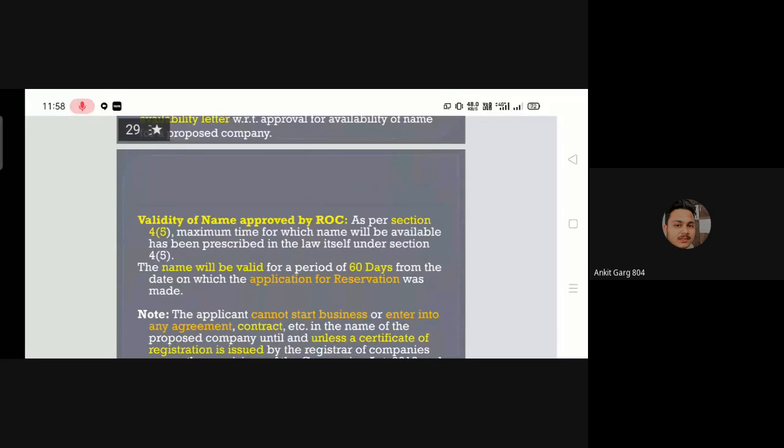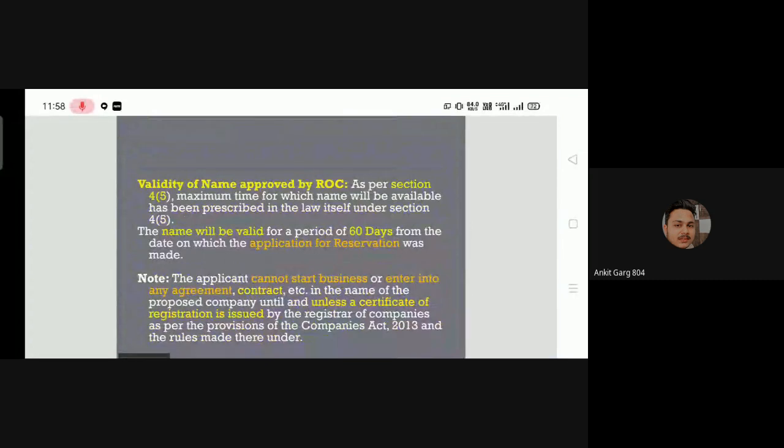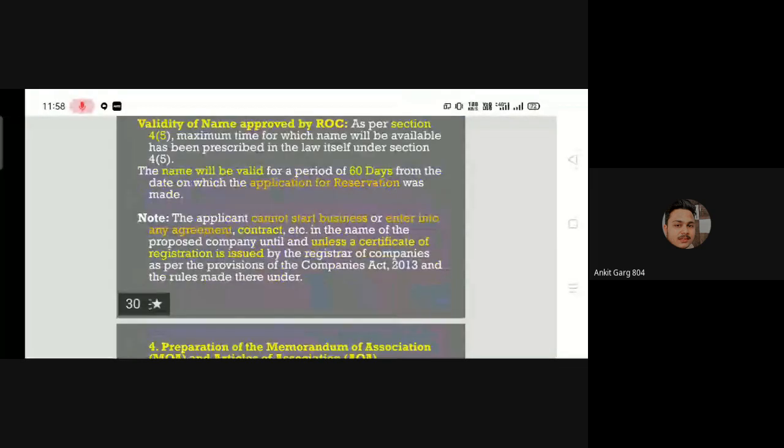Validity of name approved by ROC. As per section 4, subsection 5, the maximum time for which a name will be available has been prescribed in the law itself. The name will be valid for a period of 60 days from the date on which the application for reservation was made. There is a note again: the applicant cannot start business or enter into an agreement, contract, etc. in the name of the proposed company until and unless a certificate of registration is issued by the Registrar of Companies as per the provisions of the Companies Act 2013 and the rules made thereunder.